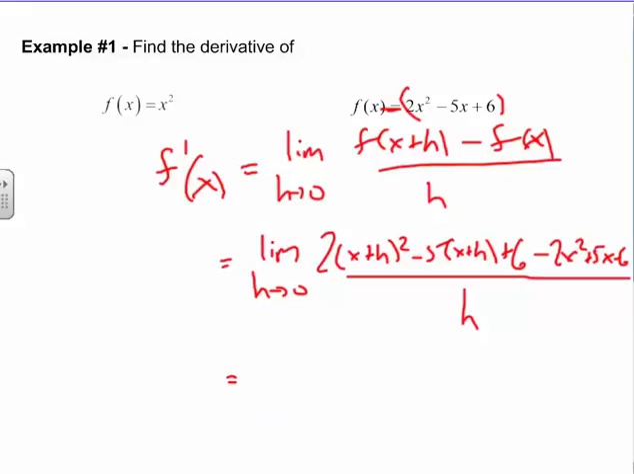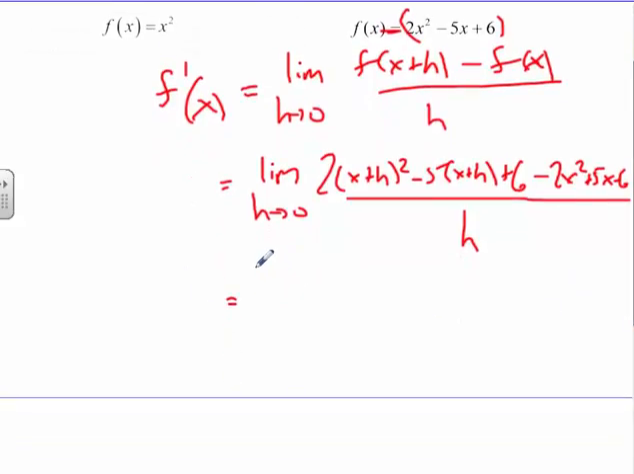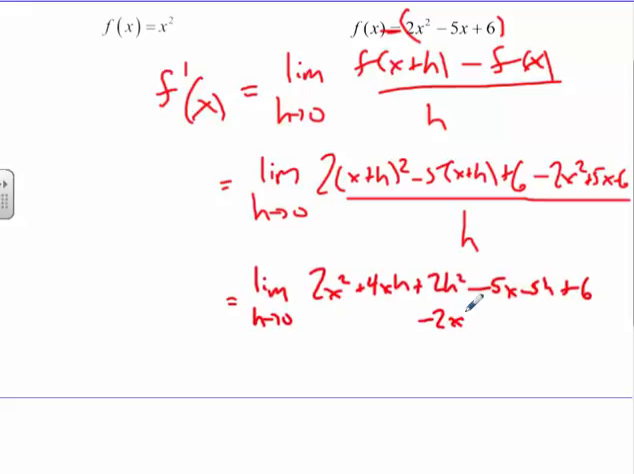Ideally, I'd love to plug in h as 0, but I can't yet, so I have to keep processing the algebra. So this is going to give you 2x squared plus 4xh plus 2h squared minus 5x minus 5h plus 6, minus 2x squared plus 5x minus 6, all over h. If I lost you on the algebra, look over that section again. Make a note if I lost you there, so you can ask me later in class.